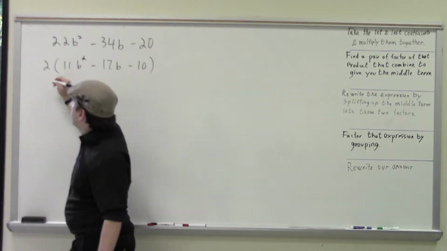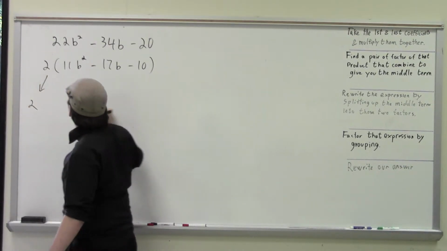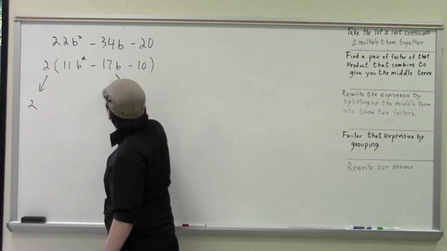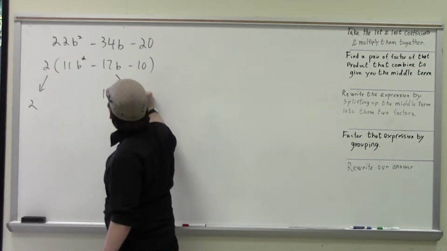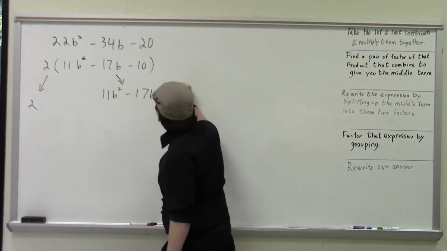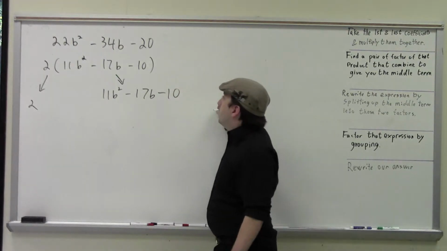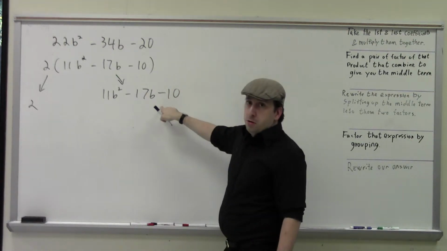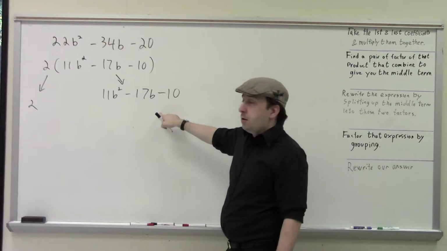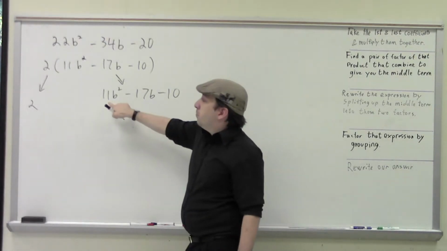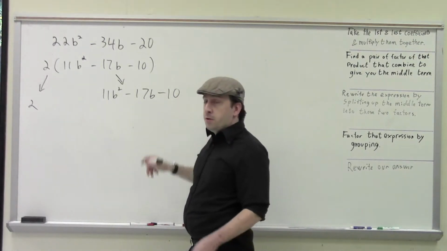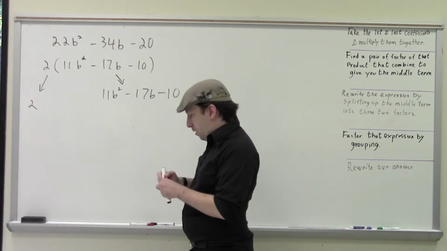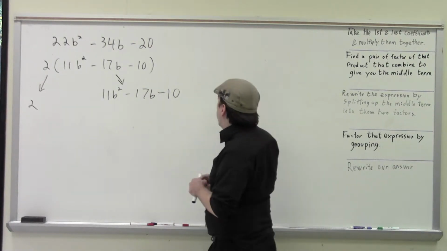Now, our next step is to deal with this normally. We're going to take our 2 and set it aside. What we really want to focus on is factoring this. So I'm going to start by multiplying 11 and 10 together, which is going to give us 110.